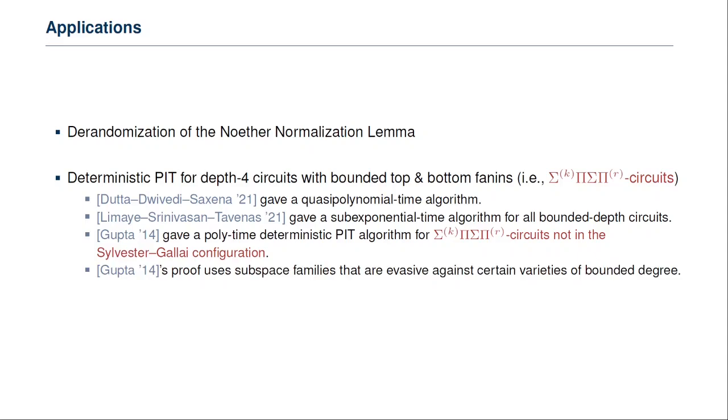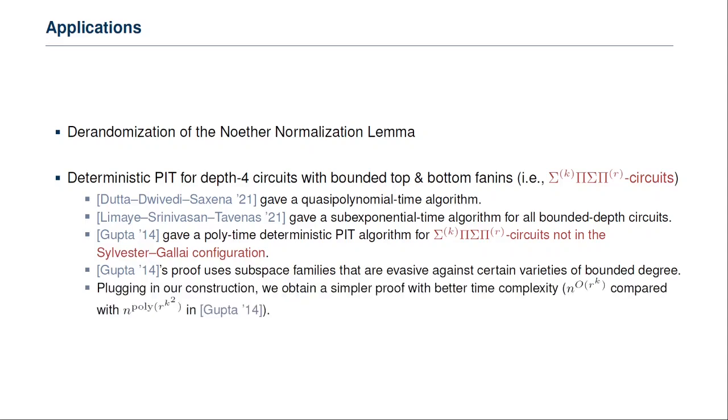And we observed that in his proof, all he needed is just a construction of subspace families that are evasive against certain varieties of bounded degree. So we plug in our construction of variety evasive subspace families and obtain a simpler proof, and also improve the time complexity. More specifically, we improve the time complexity from about n to the poly(r) to the k squared to n to the O(r k), r to the k.